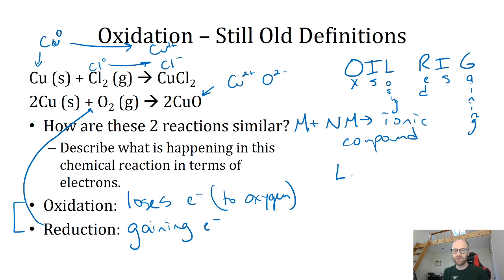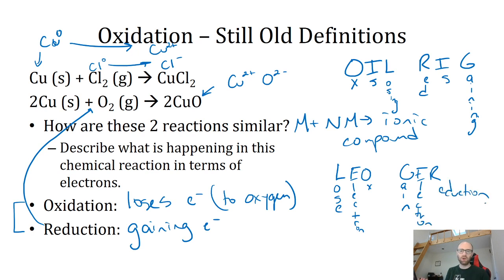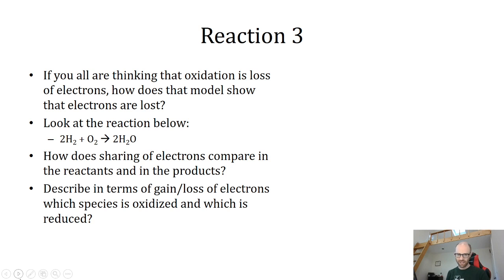which the other mnemonic is, LEO the lion says GER: lose electrons, oxidation, gain electrons, reduction. Either one works. I can't write vertically very easily, but these definitions do both stick.